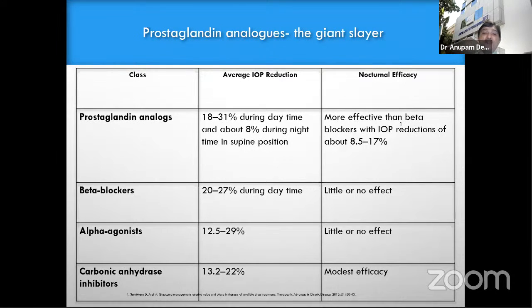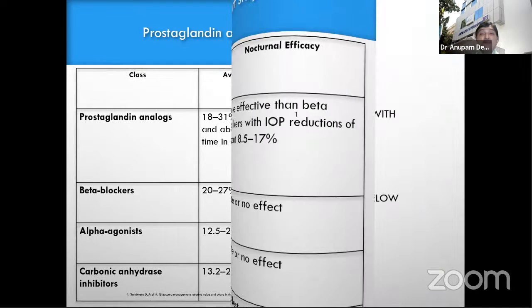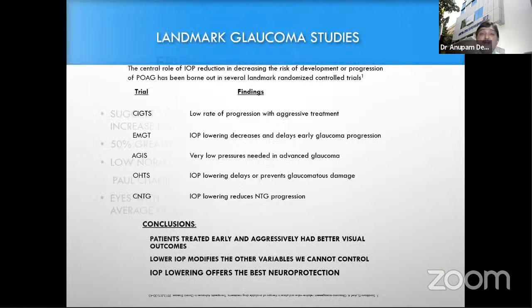Beta blockers, 20 to 27% reduction during the daytime, but little or no effect at night. Alpha agonist is about 12 to 29%, but little or no effect at night. Carbonic anhydrase inhibitors have a 13 to 22% lowering effect during the daytime, and about moderate efficacy during the nighttime also. So these points are very important.